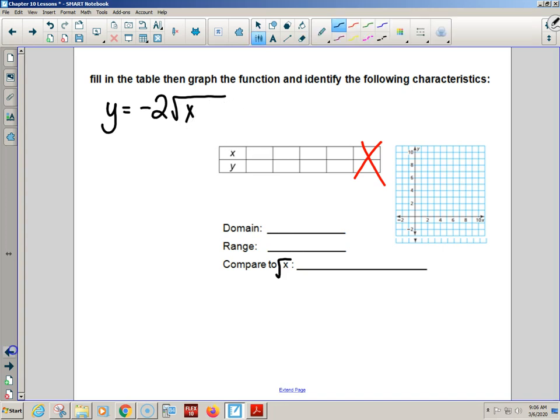I'm not exactly sure if this will fall off the graph. Let's just do x minus 1. Okay, so negative 2 times the square root of x minus 1.